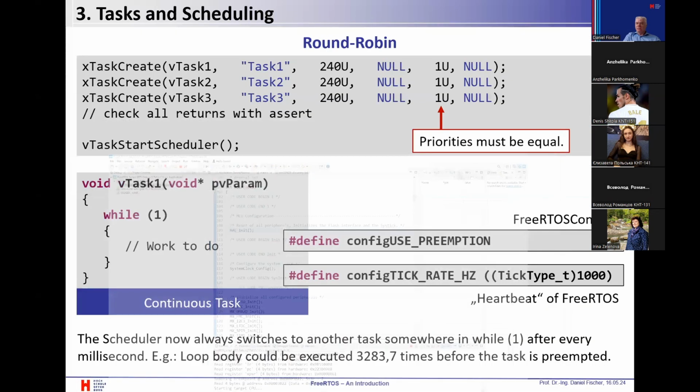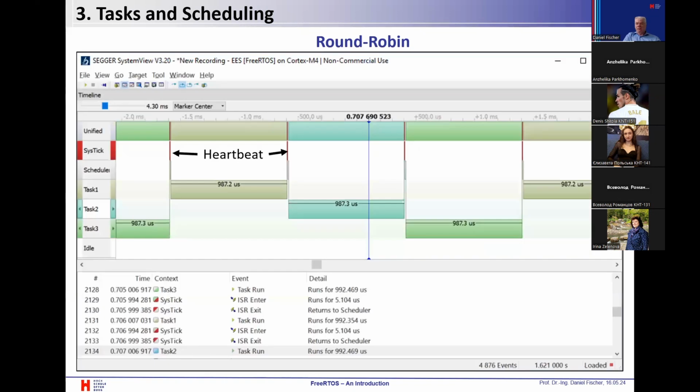I close this one. And here we have again a screenshot. Here you can see the heartbeat of your system, which you configure in FreeRTOS. And based on this heartbeat, the scheduler is now switching from one task to the other. Here you can see an example with 3 tasks. In our live example, we had only 2 tasks. Okay, this is round robin.